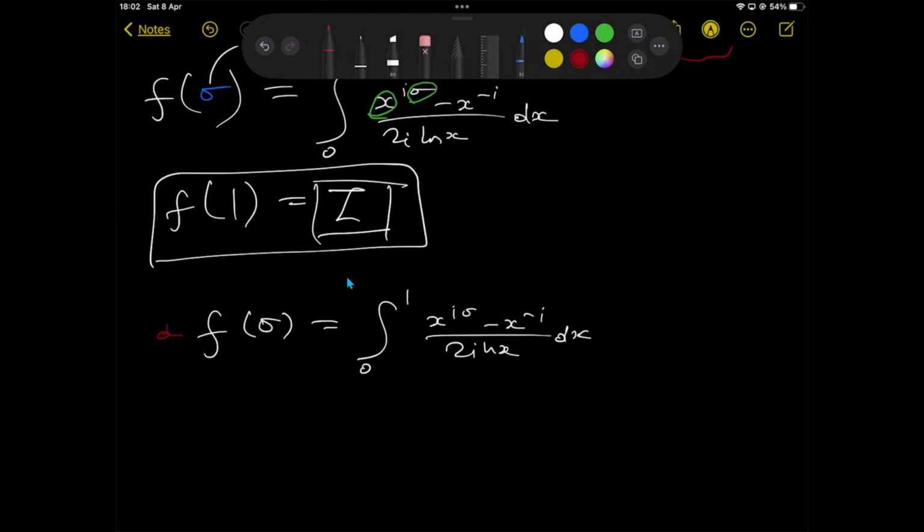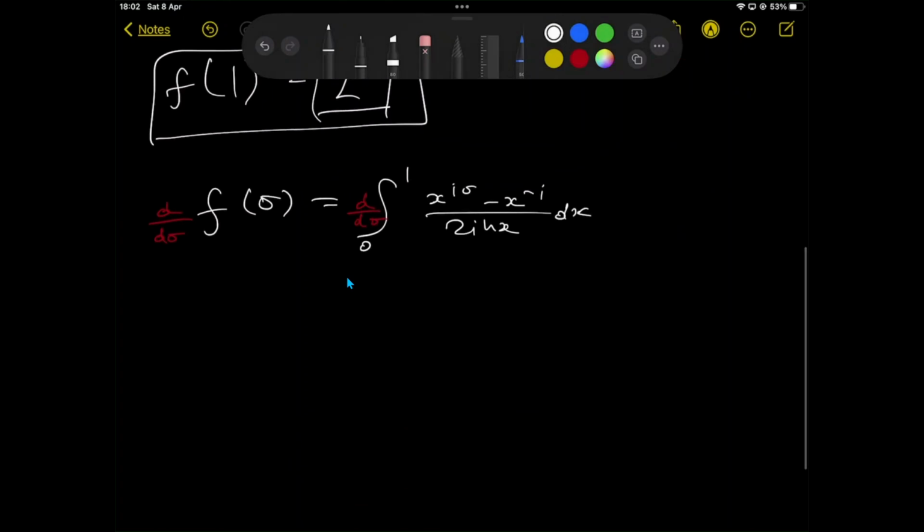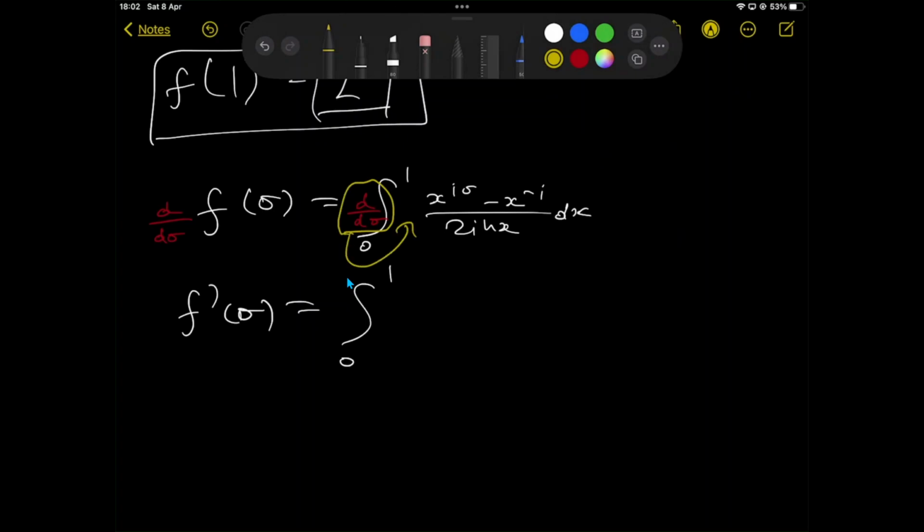Okay, so step 1, differentiate both sides with respect to sigma. I'll write d over d sigma here, and I'll write d over d sigma there. So the left hand side, you just get f prime of sigma. I'll use the prime notation. The right hand side, this is the fun bit, where you take this and you bring it inside the integral. You end up with, this is what we use as our notation, this curly d, this partial d, over partial d sigma.